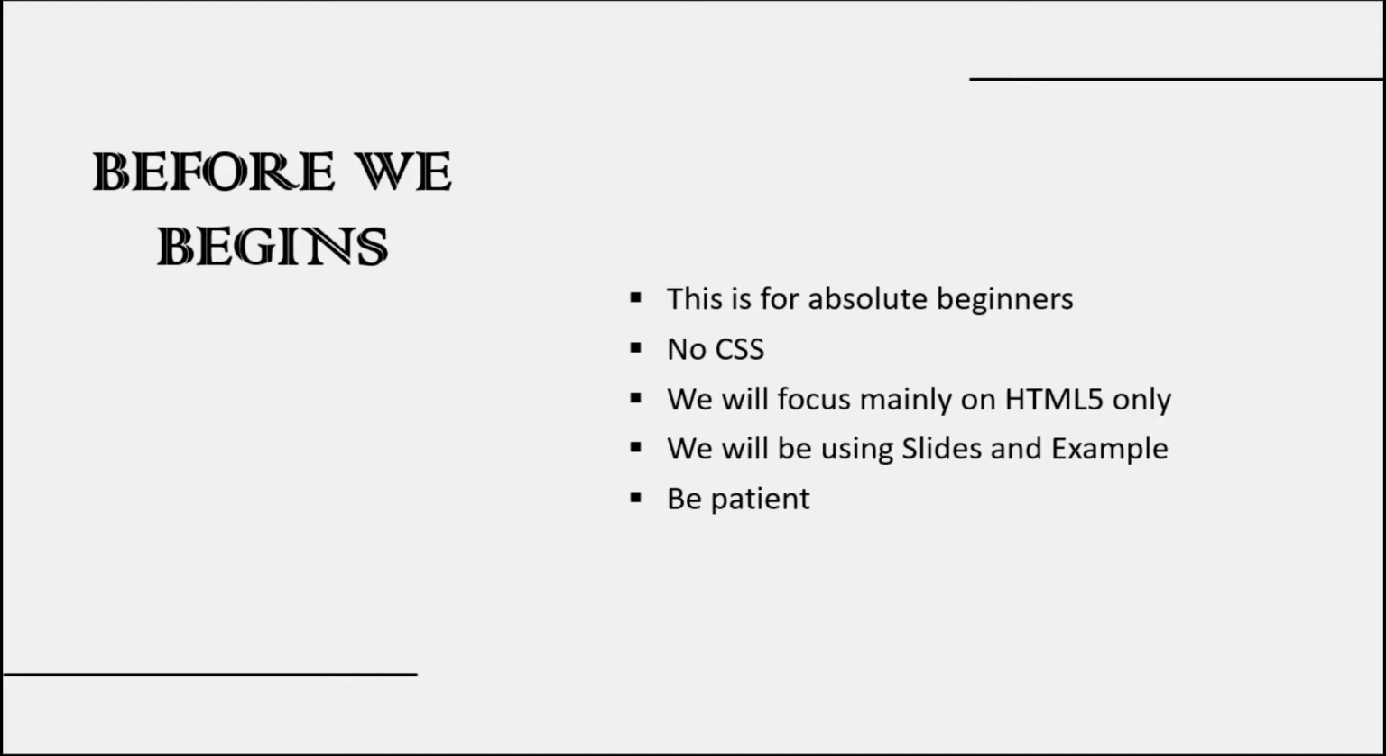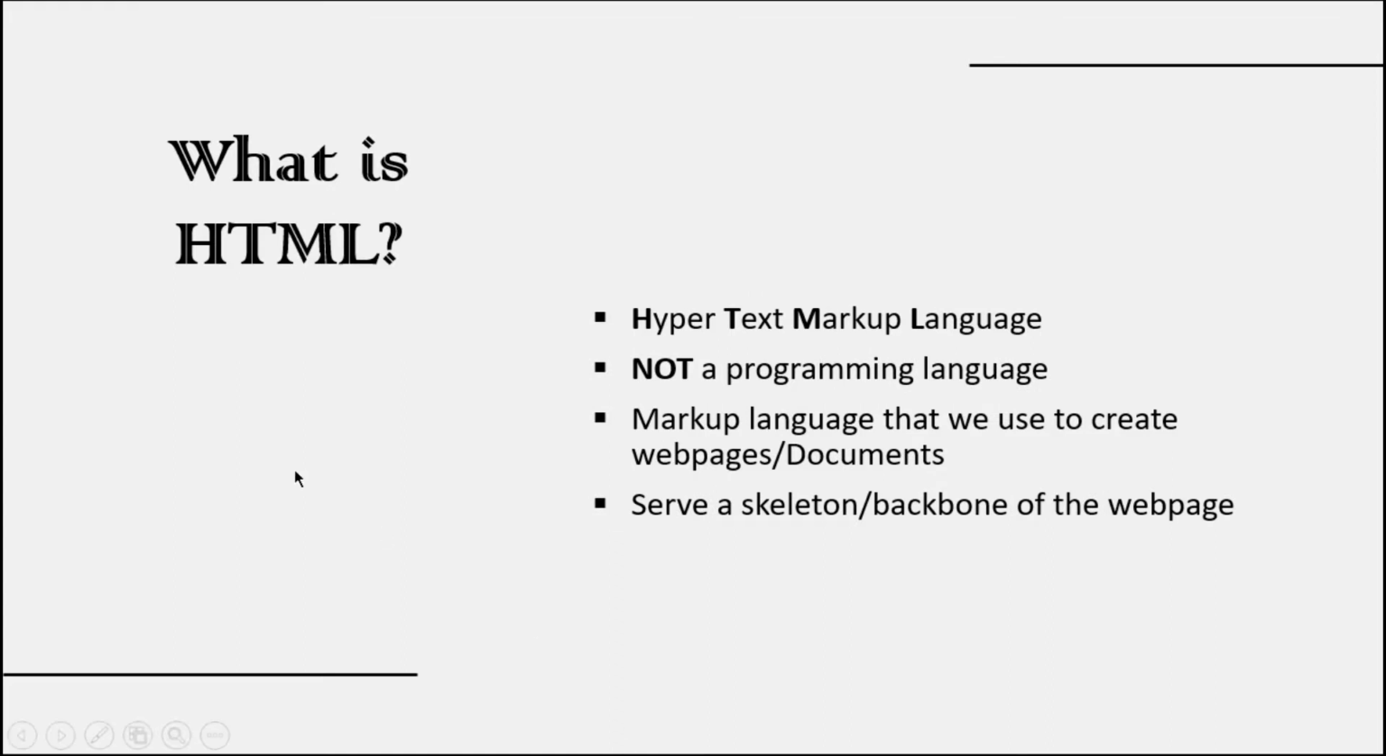With that being said, I just want to explain what HTML really is. What does somebody mean when they talk about HTML? HTML stands for hypertext markup language. HTML is not a programming language. That's something that you need to understand. It's a markup language that we use to create web pages or documents. HTML serves mostly as a skeleton or a backbone of the web page. So that's how we describe HTML.